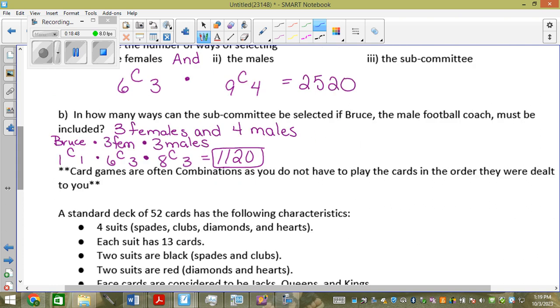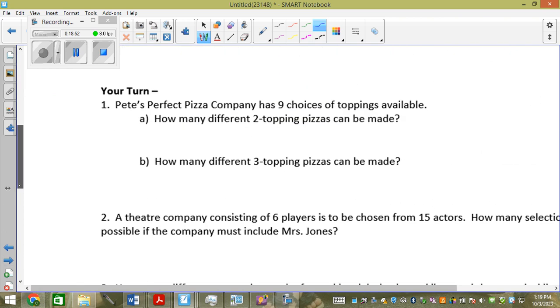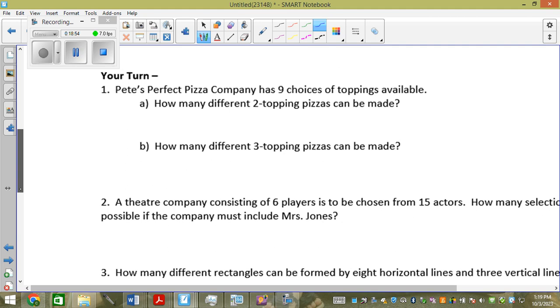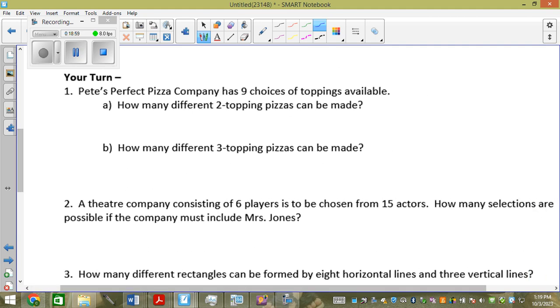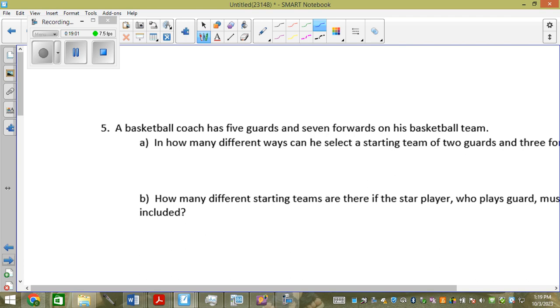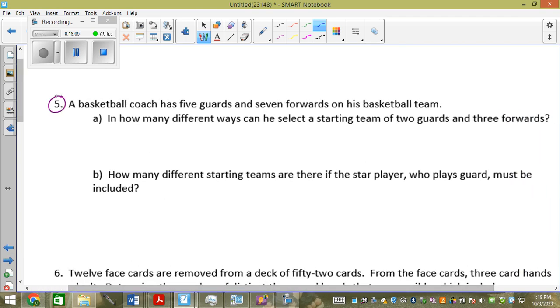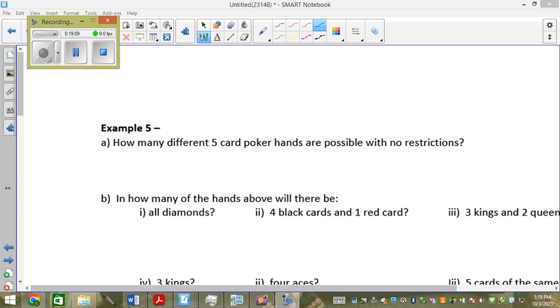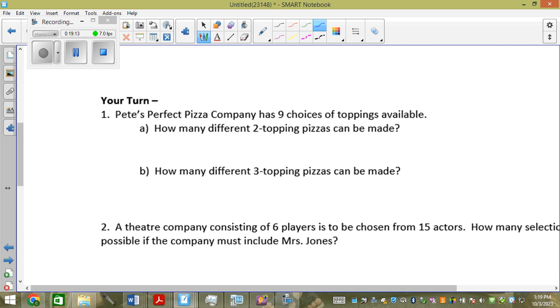Okay, we're going to come back to cards tomorrow, but we're going to flip past it for now. You guys try number 5. It's 2 pages ahead. I actually want you to go backwards. I also want you to try 1 and 2. 1, 2, and 5.